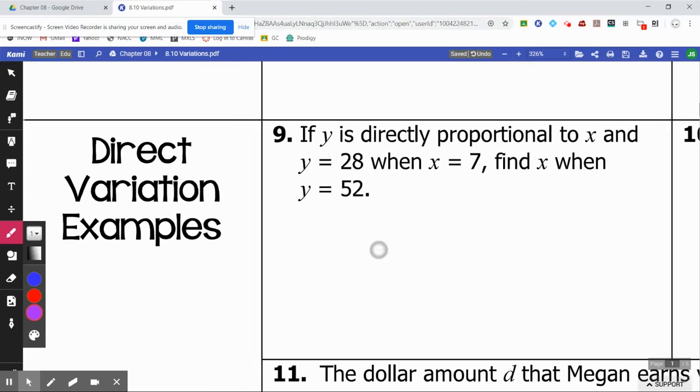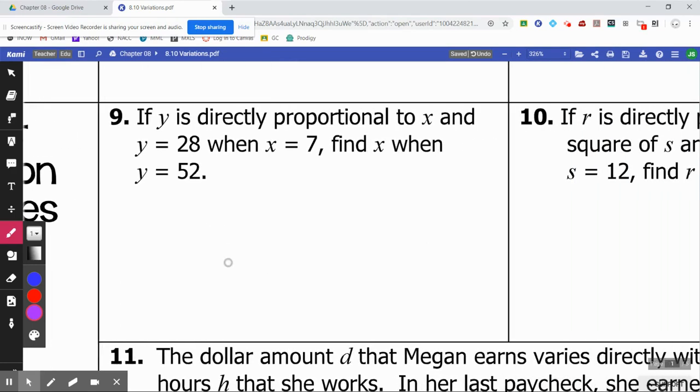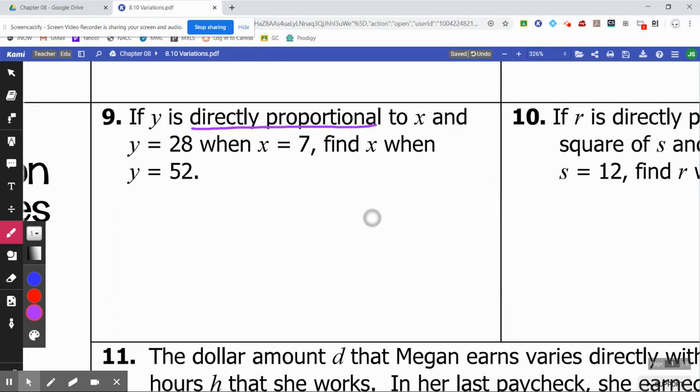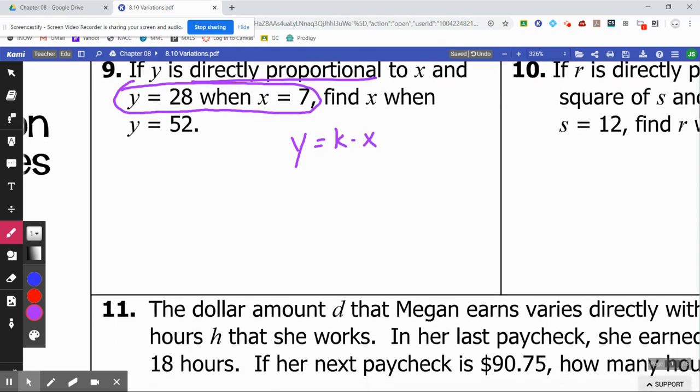Number 9, now we're doing some examples of direct variations. As soon as you see y is directly proportional to x, that means that y is equal to some number times x. That's our basic direct variation. Now, they're going to first give you an example. They're going to say when y is 28, x is 7. What that does is allow you to plug in and find out that constant of variation.